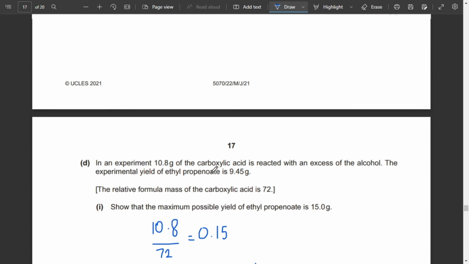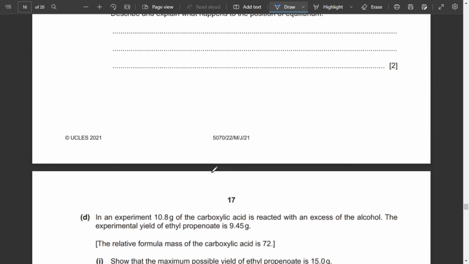Okay, so first of all, part D. The scenario of part D is that basically we have an experiment between carboxylic acid and alcohol. Alcohol is in excess and carboxylic acid is limiting over here, that is 10.8 grams, which is given to us. Now here we are talking about the experimental yield. That means this experiment has been performed somewhere and they are telling us the yield produced.